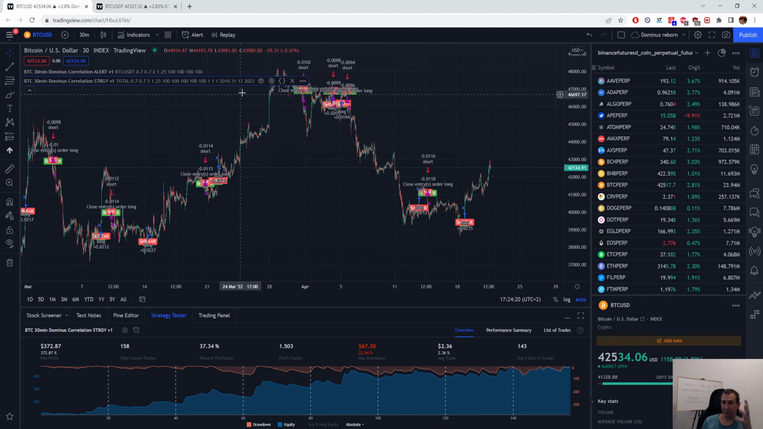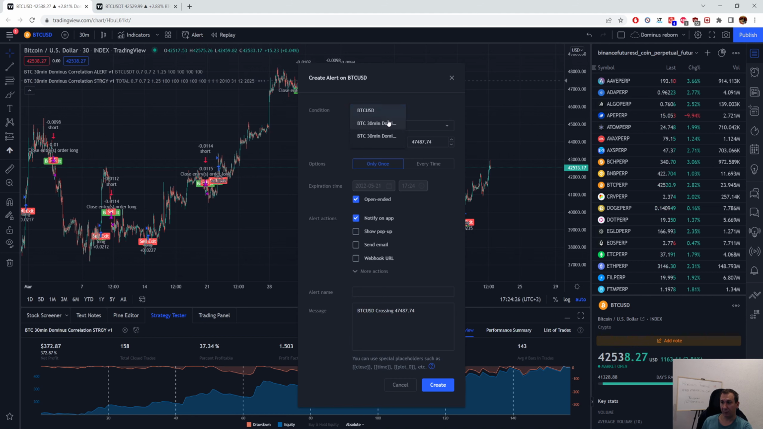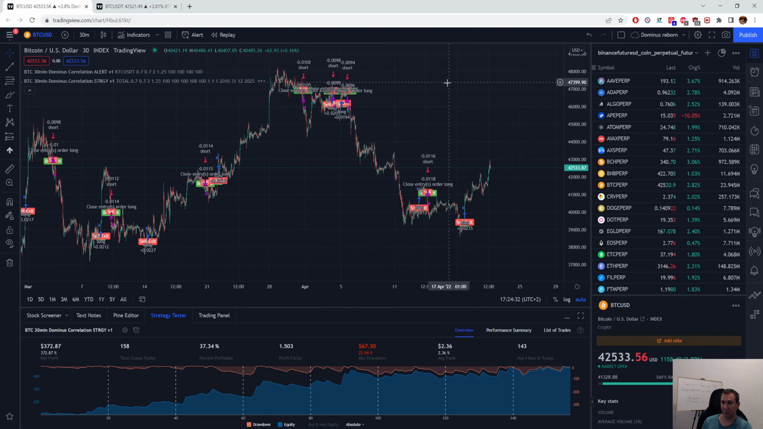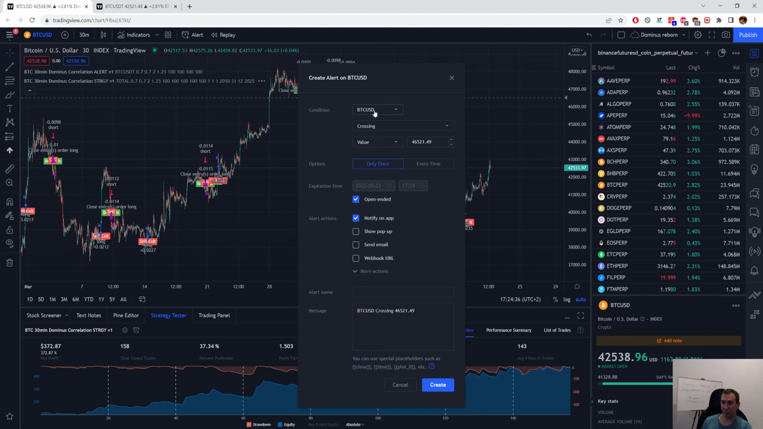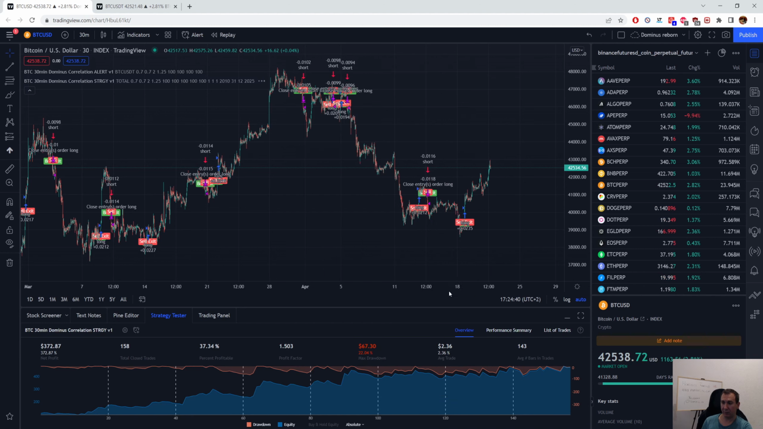In the meantime, while it's still calculating, for the alerts we are going to have the usual ones: long and long exit, short and short exit. I recommend, in general, like always, to set the alert to once per bar close in order to avoid repainting.